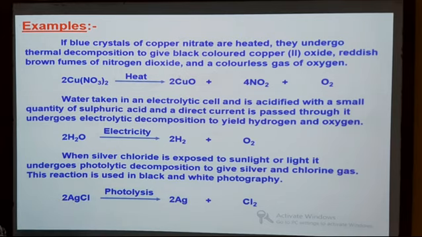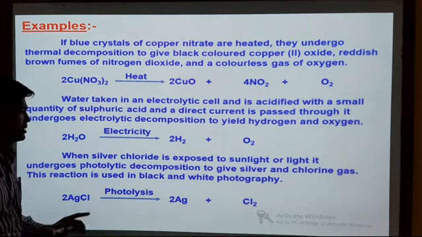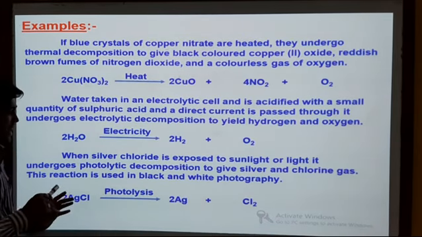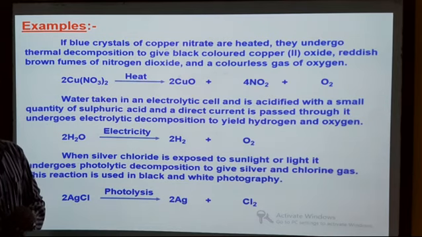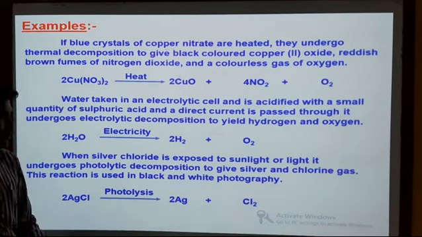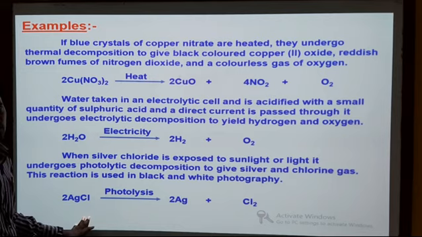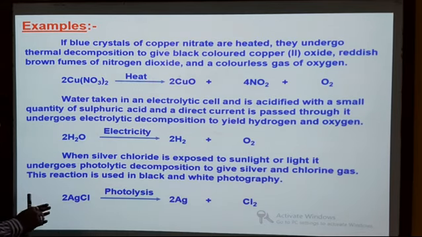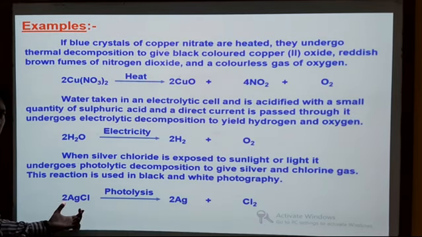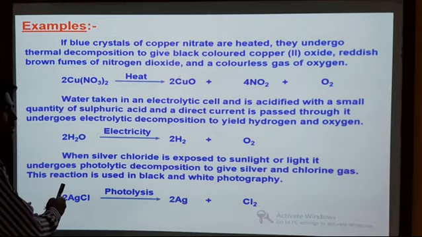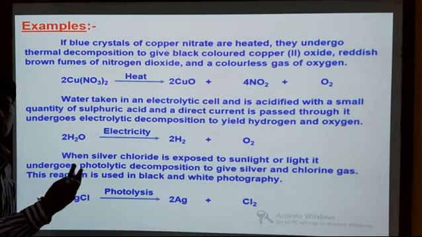Now this phenomenon was used in black and white photography. So for black and white photography, which substance do we use? Silver chloride. Now, in the same video, how does this happen? We are going to see through a video.